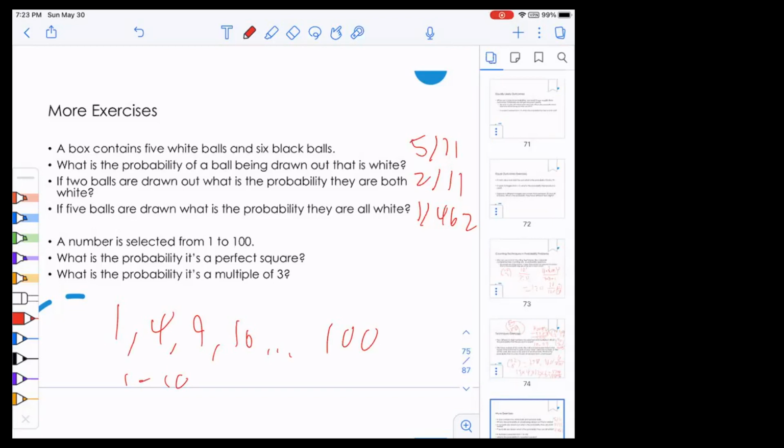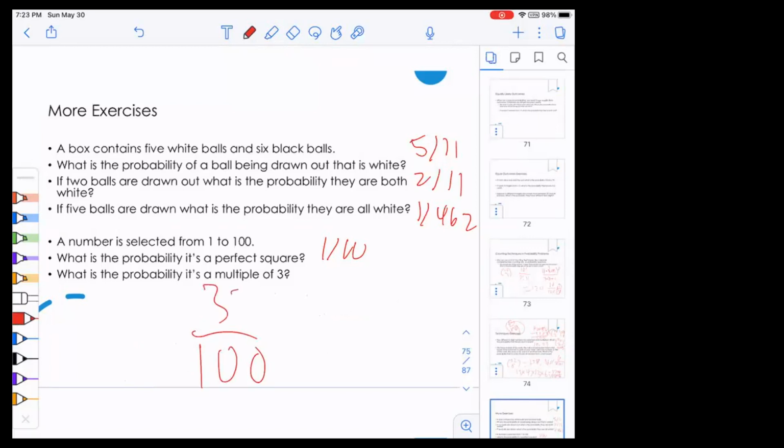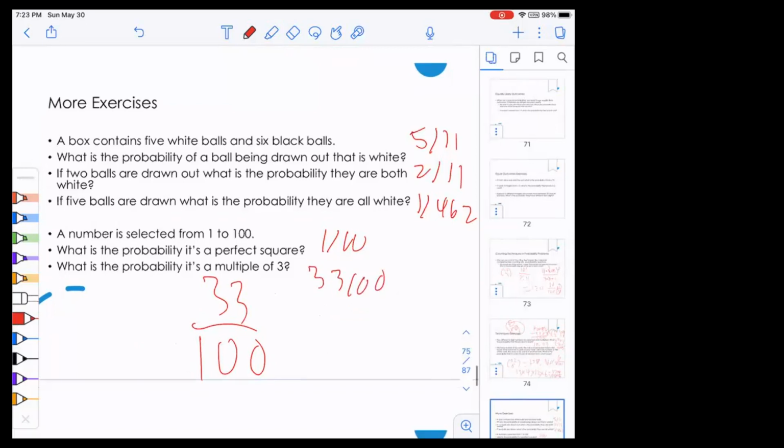But now we know the number of possible outcomes is 100. So 10 divided by 100 is 1 out of 10. So 1 out of 10 numbers is a perfect square. Next, we find the probability it's a multiple of 3. Again, this one's also pretty straightforward. There's 100 possible outcomes, and we have 33 multiples of 3. So it's just that, 33 out of 100.